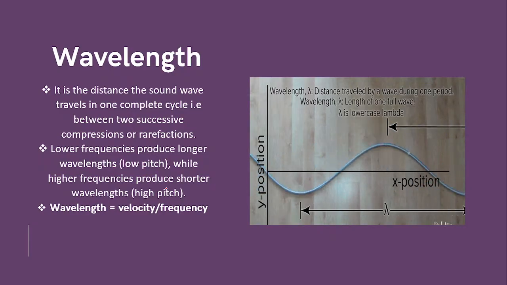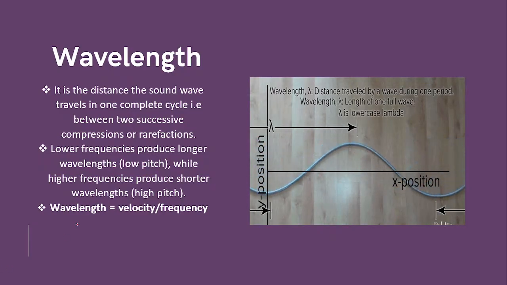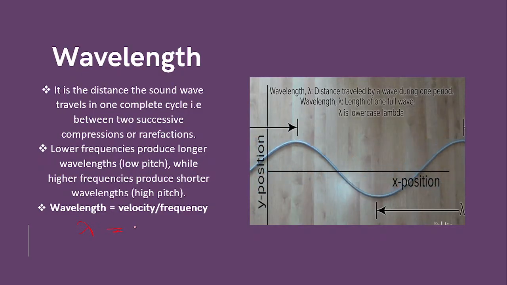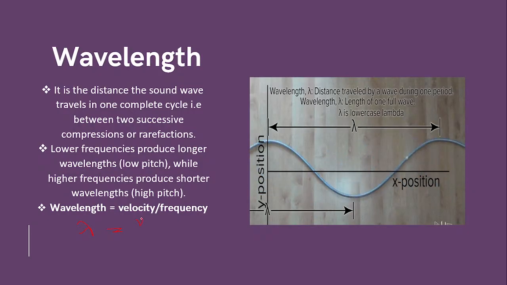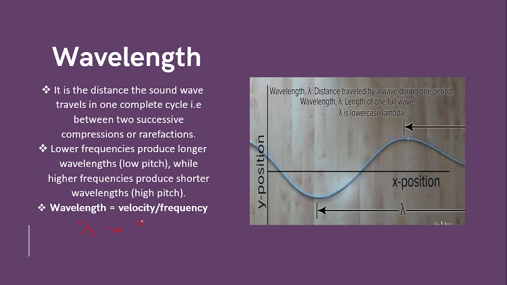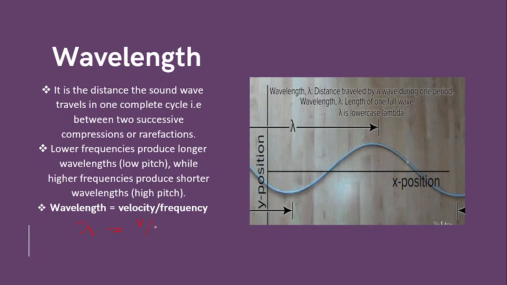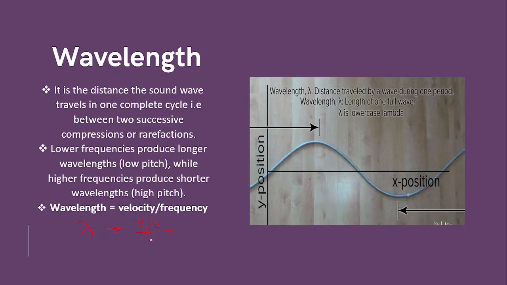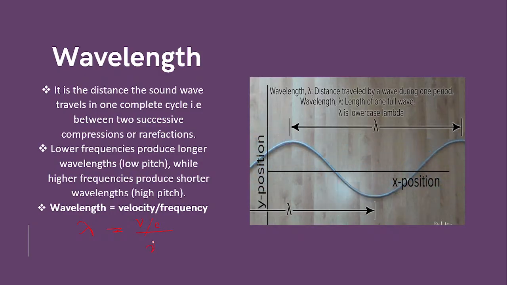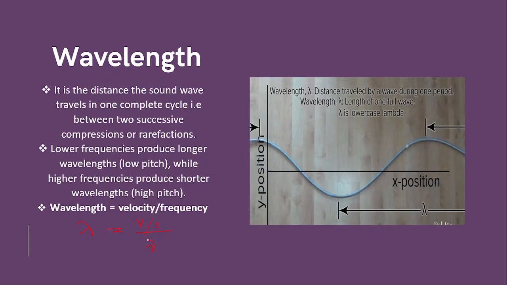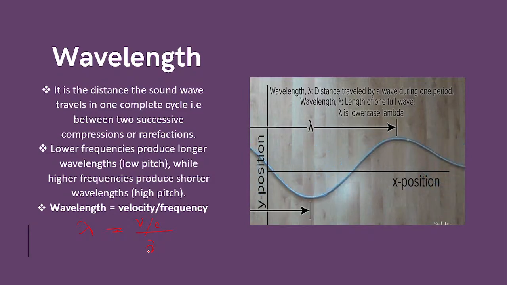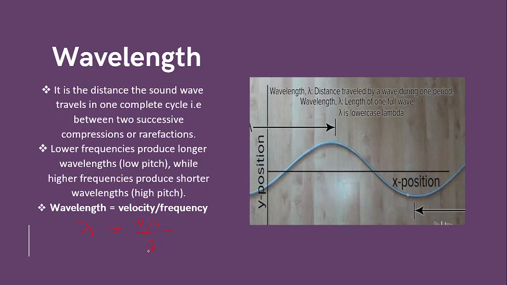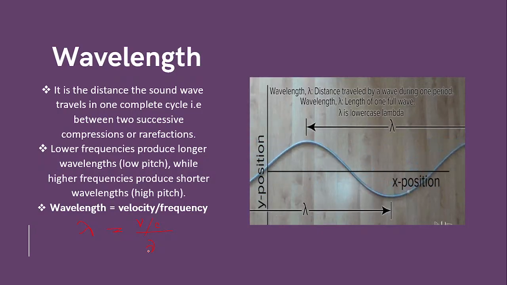Please keep a note of the formula. Wavelength equals velocity by frequency. Wavelength, we write as lambda, this is a symbol. Velocity is v, you can write like this, or you can write c if it is the speed of light, divided by frequency. The symbol of frequency is nu. So remember this formula: lambda equals v by nu, or velocity by frequency.